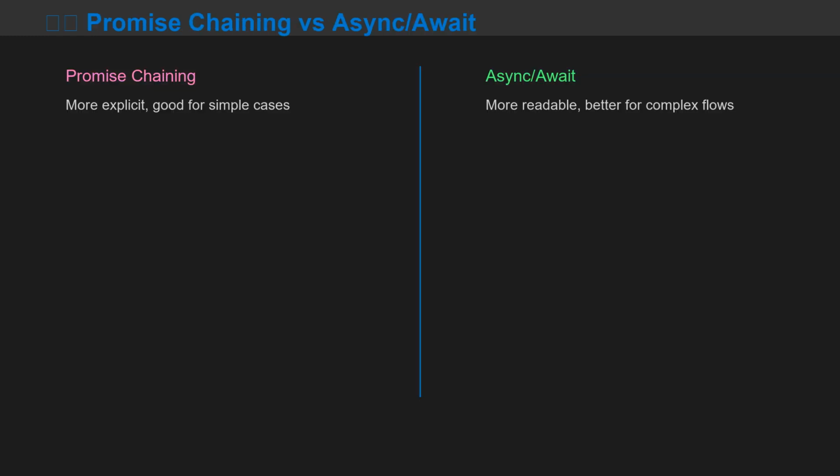Let's compare promise chaining to async/await. Promise chaining is more explicit and works well for simple cases. Async/await provides a more readable syntax that's better suited for complex asynchronous flows. The choice between them depends on your specific use case and personal preference.